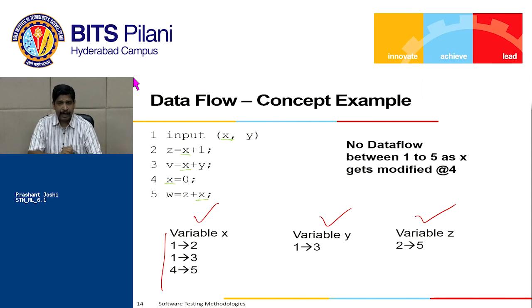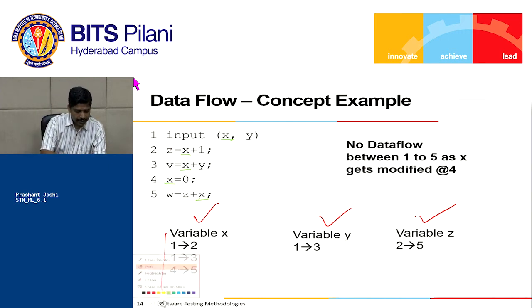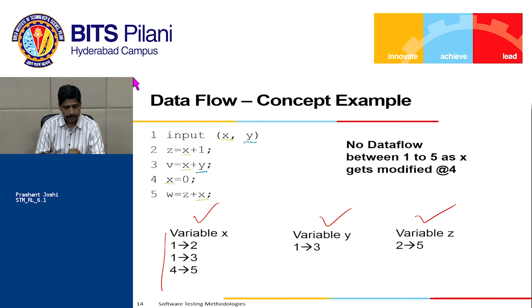Next, let's look at variable y. Can you find out what's happening with variable y? Let's use another color. Y, y. So that's what we have, something between 1 and 3. Is it a DU pair? Yes, it is a DU pair. It's a definition and use pair.